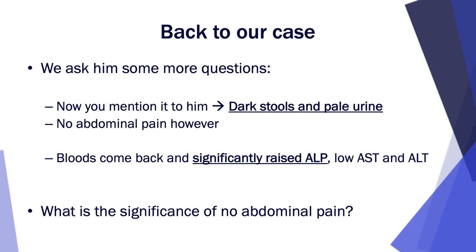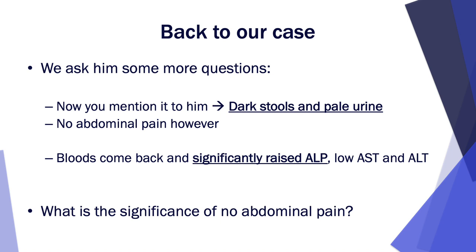If we go back to our case now, we had our 51-year-old gentleman who came to A&E because he was jaundiced. We now ask him some more questions. Now you mention it to him, he tells you that he does have some dark urine and pale stools, but he doesn't have any abdominal pain. The bloods come back and he has a significantly raised ALP with a low AST and ALT.